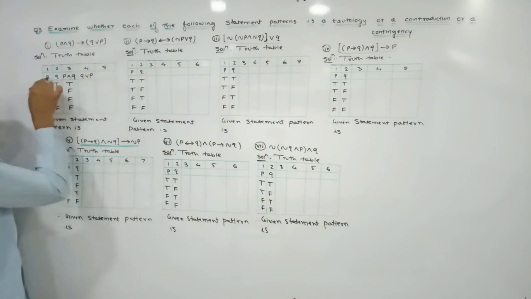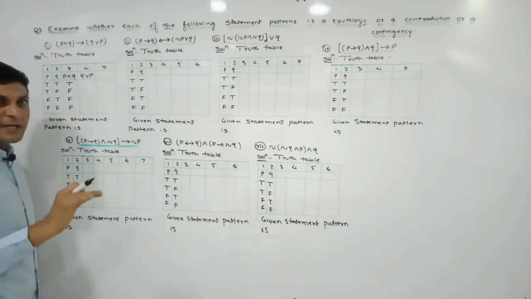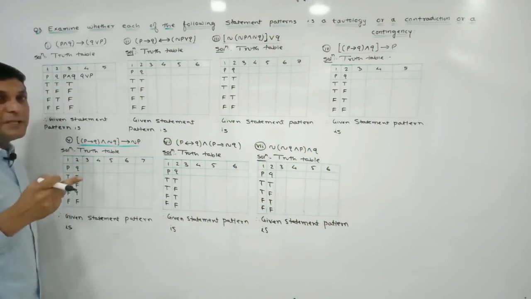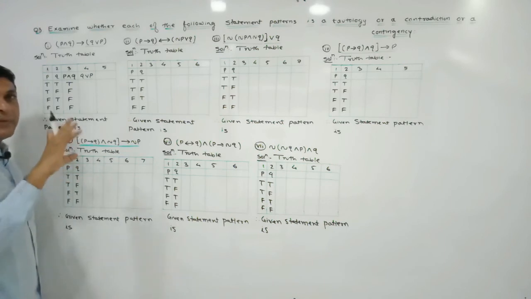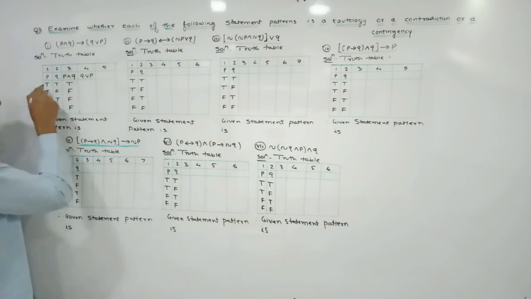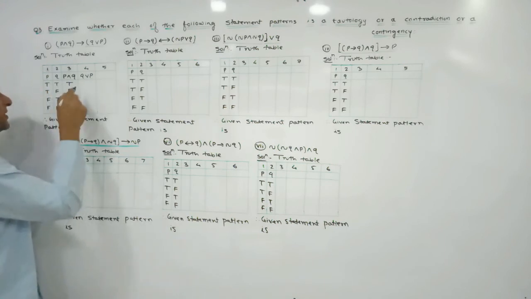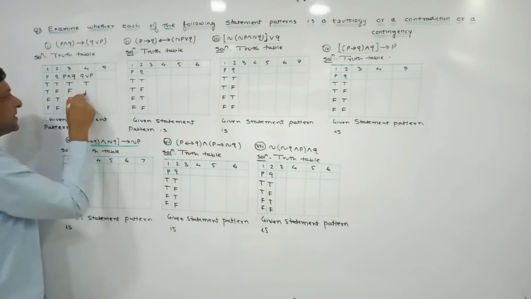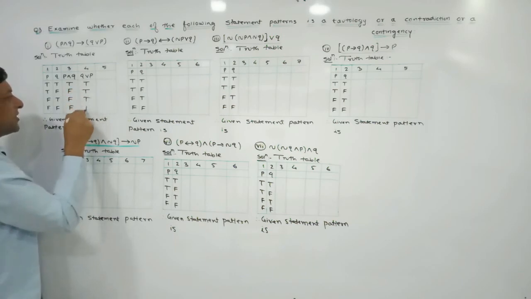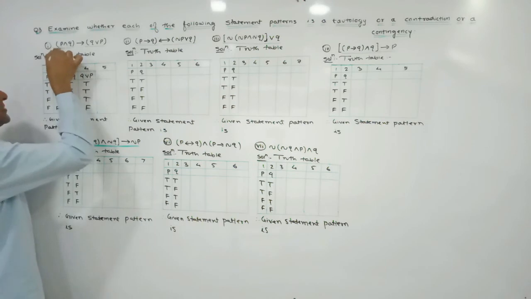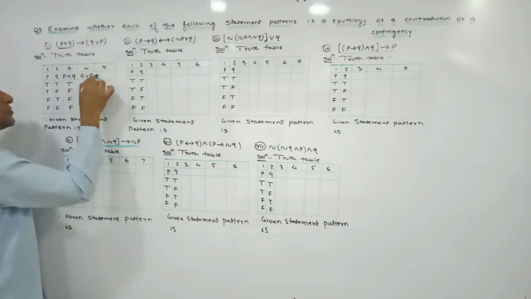So these two statements we are connecting by which logical connective? OR. And what we have seen in case of OR, if at least one statement is true, OR will be true. So true, true, true, and here we will get false. True, true, true, false. Lastly, we are connecting these two statements by which logical connective? Implication.